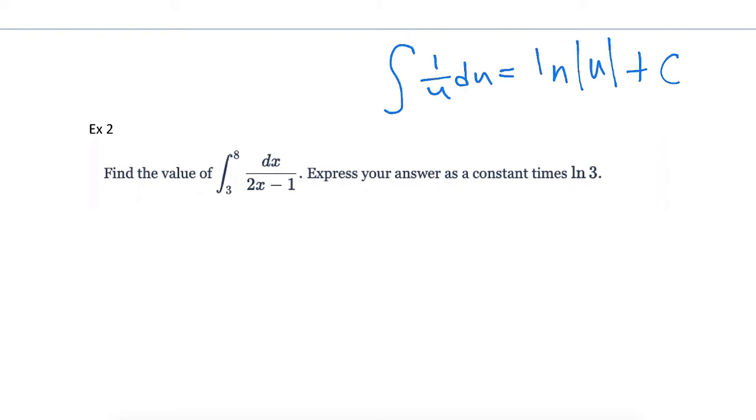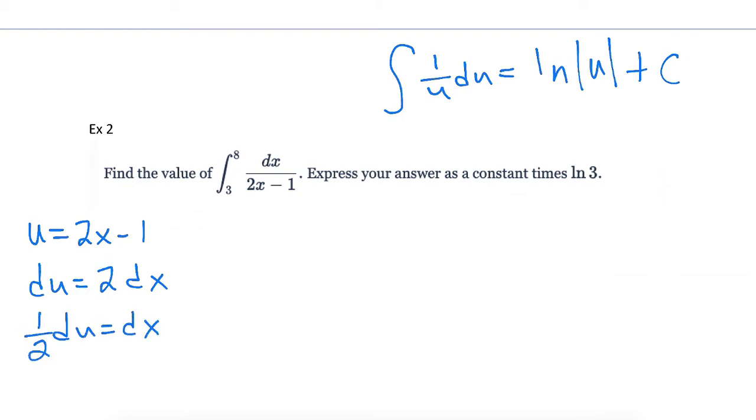So what we're going to do is make u equal to 2x minus 1. That means du is equal to 2 dx, which means 1/2 du is equal to dx. So we can rewrite this integral using u. We can rewrite this integral as the integral of 1 over u times 1/2 du.